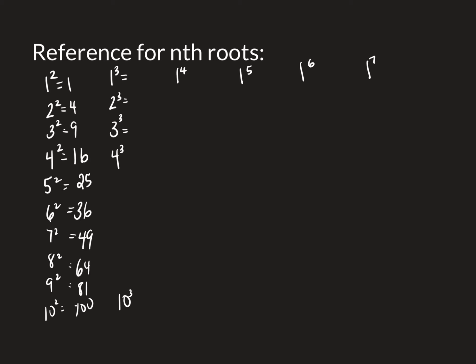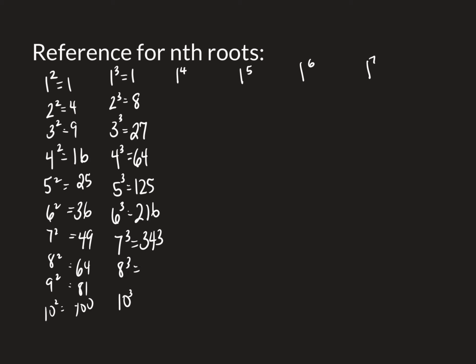So let's see. 1 cubed is 1, 2 cubed is 8, 3 cubed is 27, 4 cubed is 64, 5 cubed is 125, 6 cubed I think is 216, 7 cubed is 343, 8 cubed I don't know, 512, 9 cubed is 729, and then 10 cubed is 1000.